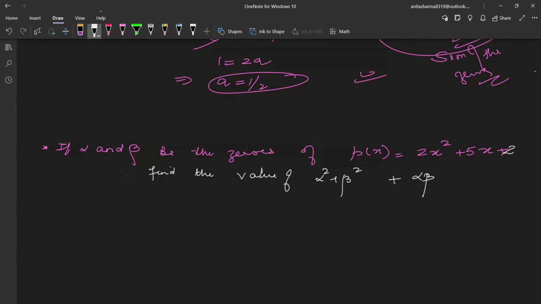Ma'am, I think first we should factorize the quadratic equation. Yes, you can factorize the quadratic equation. There are two methods for solving it. One is you can factorize it. Second is you can use sum of the zeros and product of the zeros also. Right? Yes, ma'am.